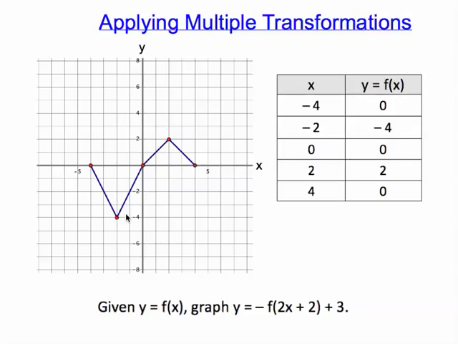Again, you're given the same graph and table of values that we have been using so far, and we've defined them as y is equal to f of x. And given y is equal to f of x, we're asked to graph y is equal to negative f of 2x plus 2 plus 3. Okay, so graph y is equal to negative f of 2x plus 2 plus 3. And I'm going to show you 3 different methods to do this.